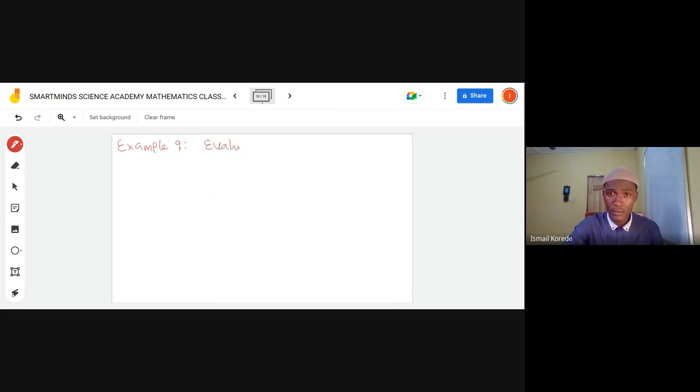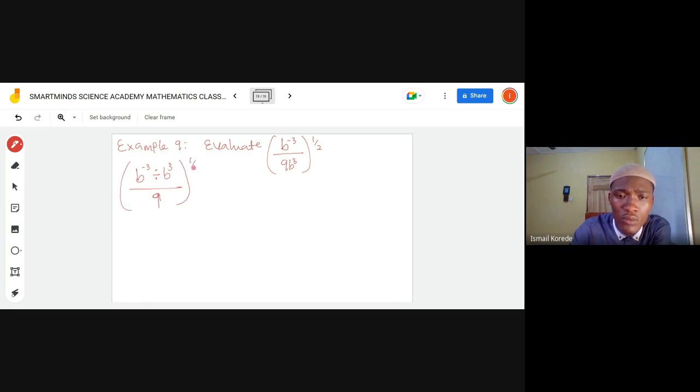Asked to evaluate b raised to power negative 3 over 9b cubed, all raised to power 1 over 2. What I want to do here is b raised to power negative 3 divided by b raised to power 3 over 9, all raised to power 1 over 2. So I'm going to have b raised to power negative 3 minus 3 all over 3 raised to power 2, 1 over 2. So I can have b raised to power negative 6 over 3 raised to power 2, 1 over 2. So I can share 1 over 2 for both.